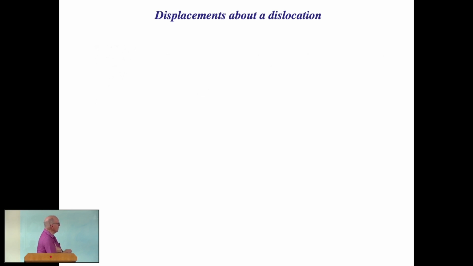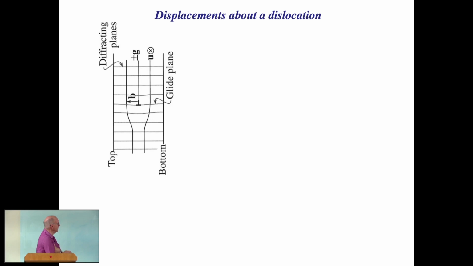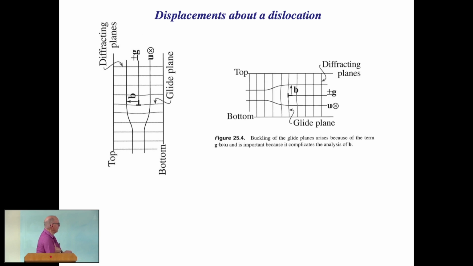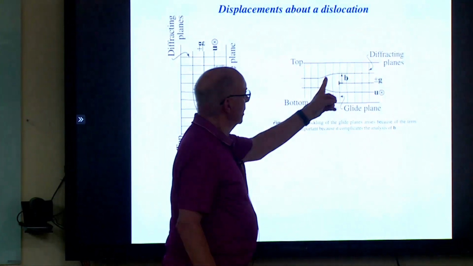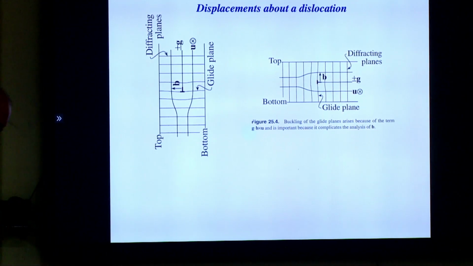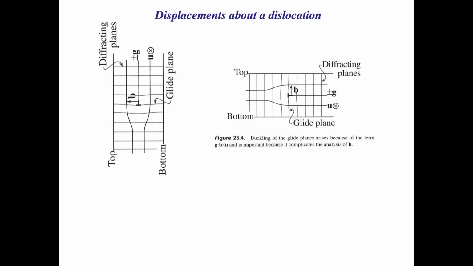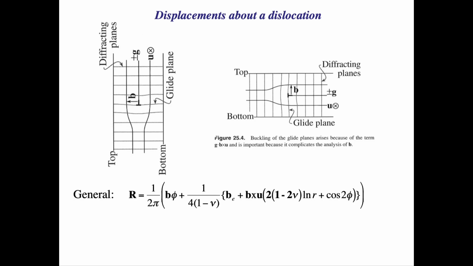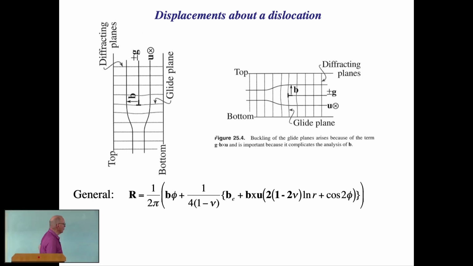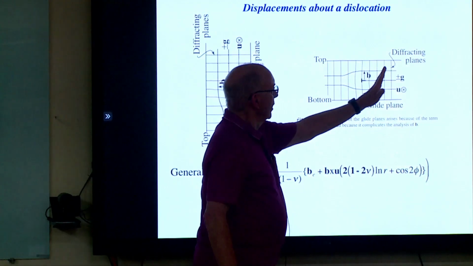So let's think about displacements about a dislocation. So there's a nice edge dislocation. Let's say you have the diffracting planes as I've shown. The Burgers vector here looks like this. And so the major shear around that edge dislocation is parallel to the Burgers vector. And there is another contribution, and that is this B cross U term, which are displacements like this around here.